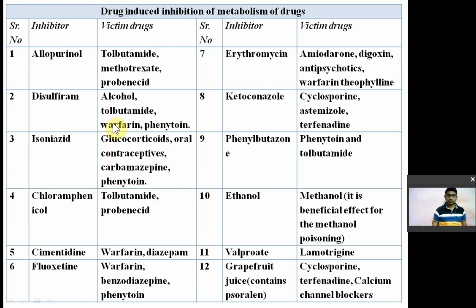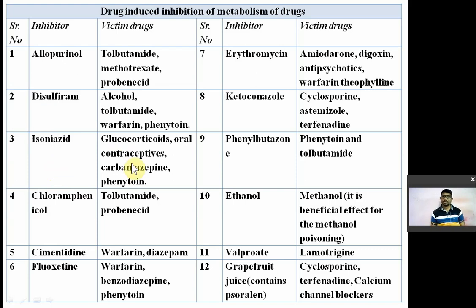Okay, so these are nothing but the inhibitors, and it is a list of 15 drugs. So first one is allopurinol. Allopurinol will decrease the metabolism of tolbutamide, methotrexate, probenecid. Disulfiram will decrease the metabolism of alcohol, tolbutamide, warfarin, and disulfiram is a drug used in alcohol abuse, alcohol addiction. Disulfiram is an aldehyde dehydrogenase inhibitor. Remember, aldehyde dehydrogenase inhibitor is also known as anti-abuse. Then isoniazid will decrease the metabolism of these drugs.